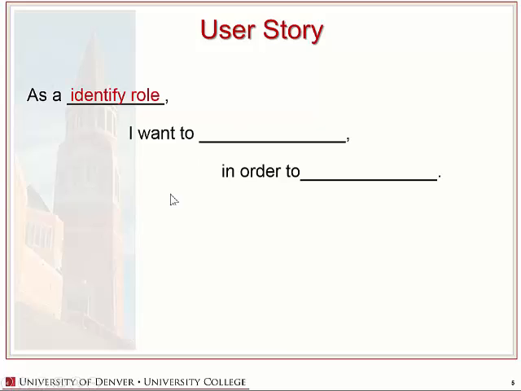So the first blank, as a, and here you want to identify the specific role, identify the specific customer segment or user group that this particular use case relates to. The next blank, I want to, here you want to describe the specific behavior, the action that you want that role to engage in. And then the third blank is in order to, and here you want to describe the results. What outcome should the user or customer, when they perform this particular action, what should they see?